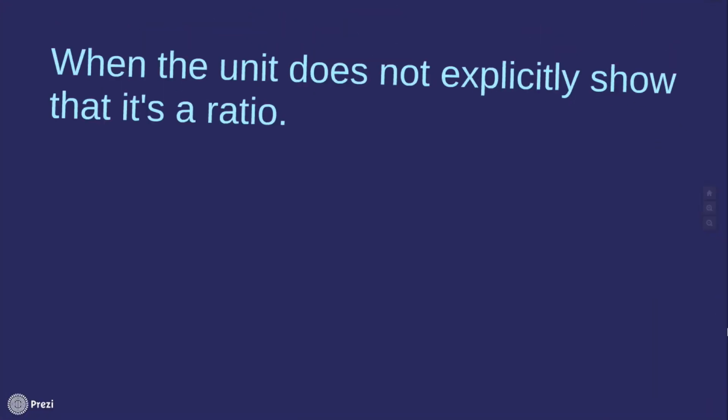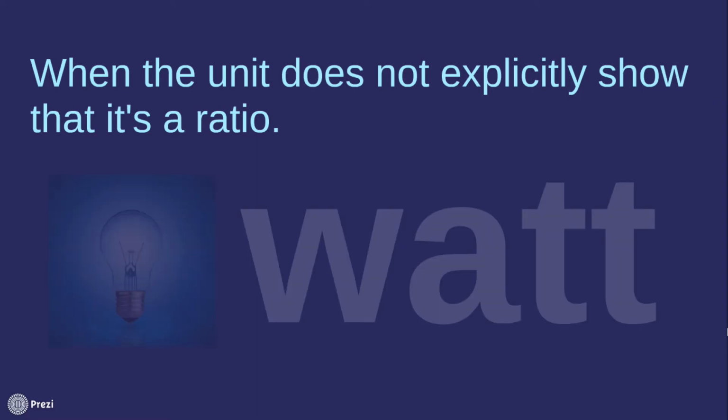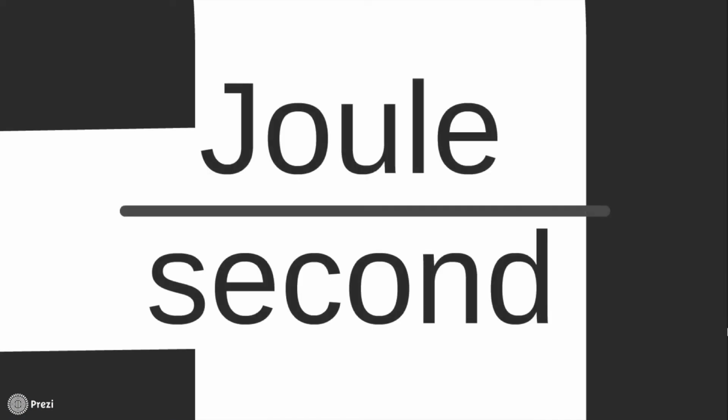Let's look at our second misconception. When the unit does not explicitly show that it's a ratio. A perfect example is watts. Now, you saw this earlier, and you might remember that inside a watt are actually 2 units, joule per second, a unit of energy per unit of time.